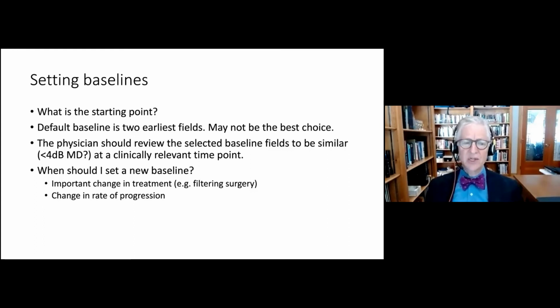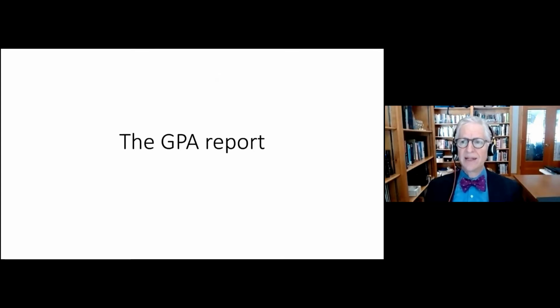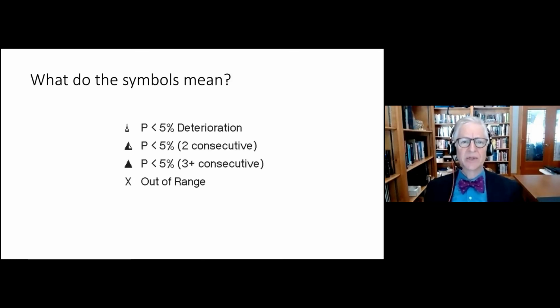Review your baselines. If the mean difference is greater than 4, if one of them's not reliable, throw it out. You also can reset baseline when there's an event, and I'll show you an example of that a little later. The elements of the GPA report will mostly be familiar. You'll recognize performance, grayscale, pattern deviation, and the glaucoma hemifield test. The new elements are the deviation from baseline and the progression analysis. Let's look at that report, and we'll spend a little time on this.